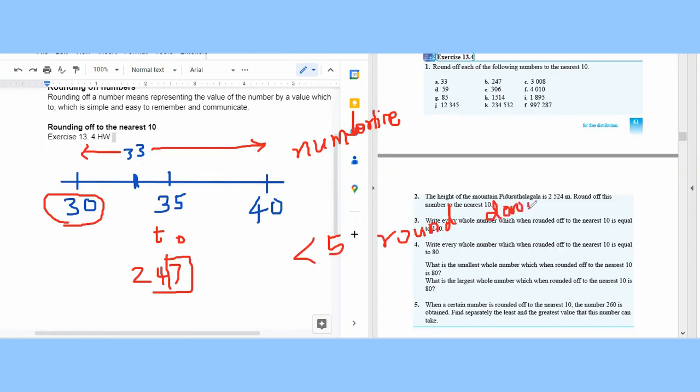you round down. If it is more than or equal to 5, you round up. So here it is more than 5, so therefore we round up. When you round up, you look at the next multiple of 10. The next multiple of 10 is 250. You get 250 as the answer when you round it to the nearest 10. So write this down if you need an explanation.